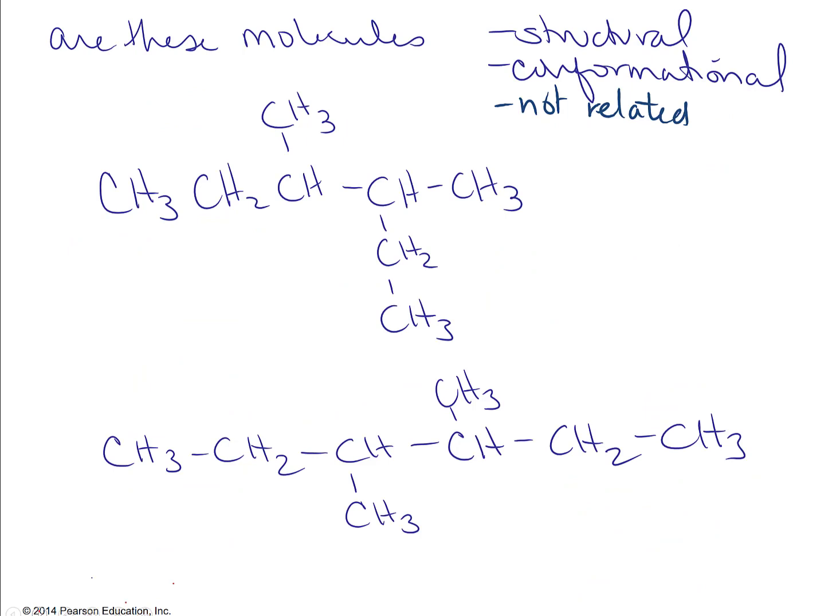So what about these? Are these structural, conformational, or not related? So they have to be isomers if they have the same formula. So first, count the number of carbons in the top one. Okay, so it's C8, and I'll just tell you it is H18, because you can tell they're all single bonds. It has to have 18. So what about the bottom one? Count the total number.